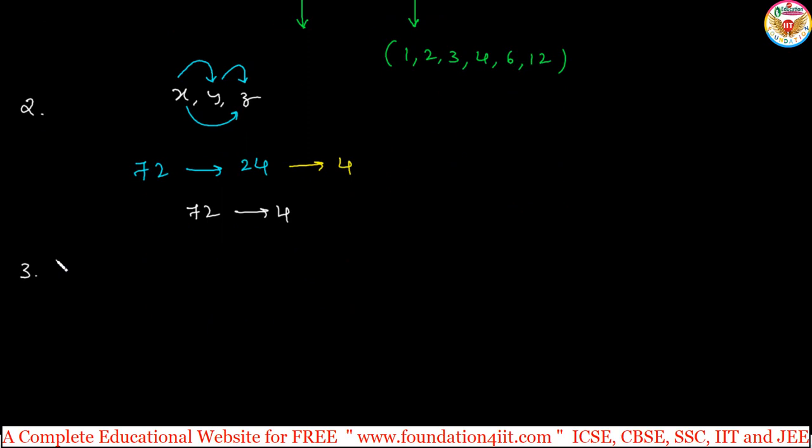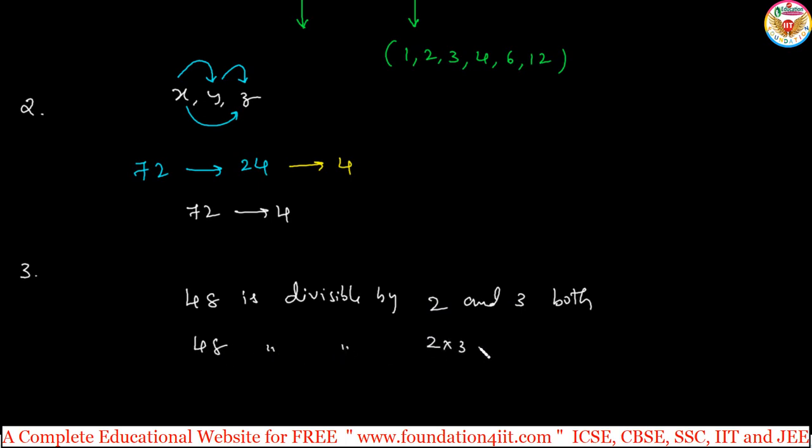And one more rule, the third one. If a number is divisible by two co-prime numbers, let us take 48, which is divisible by 2 and 3 both. So if a number is divisible by two co-prime numbers, co-prime meaning no common factor except 1, this is called co-prime, right? If a number is divisible by two co-prime numbers, it is divisible by their product also. So 48 is divisible by 2 into 3, that is 6.